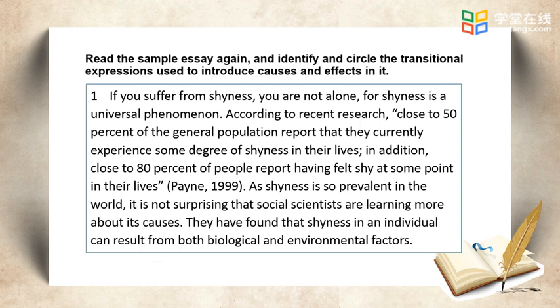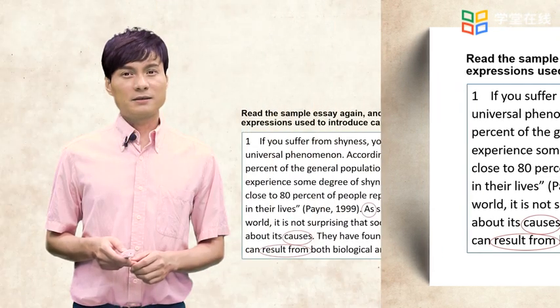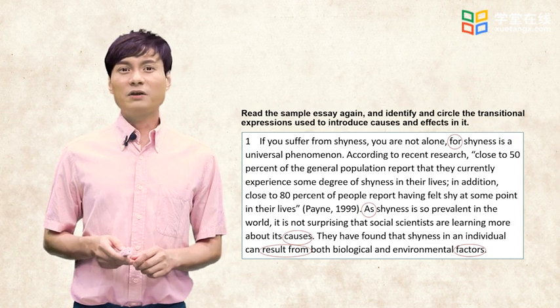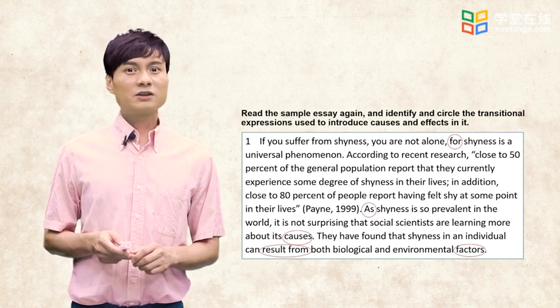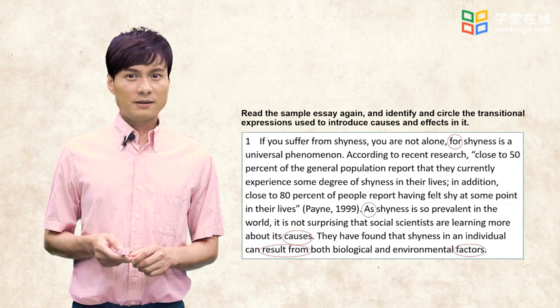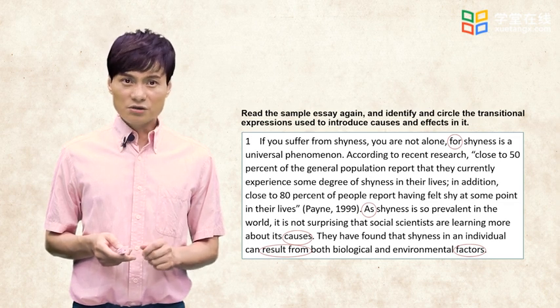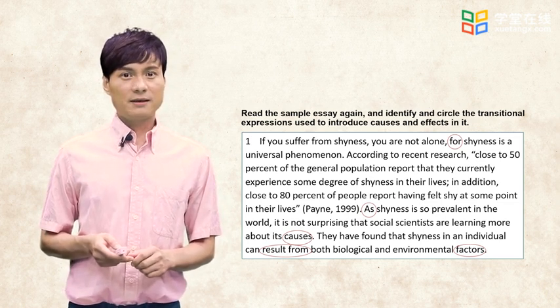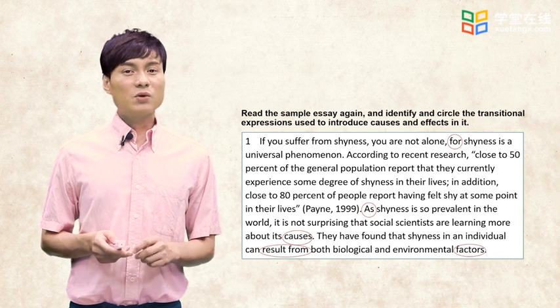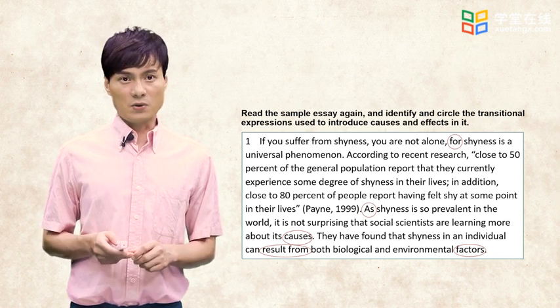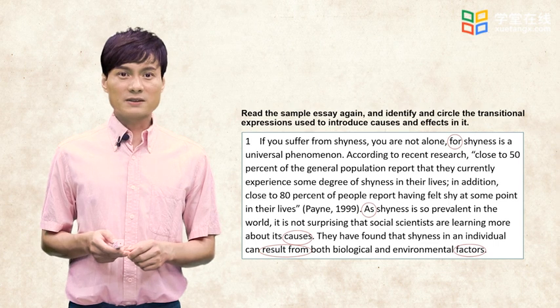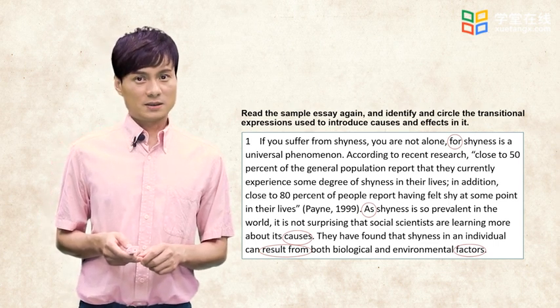This is paragraph 1. How many transition expressions have you found? I've got 5. For indicates a cause, different from because. This word is often used in the middle of a sentence to link two clauses, and a comma is usually added before it. As is also a word to introduce a cause. The word cause definitely is about a cause.